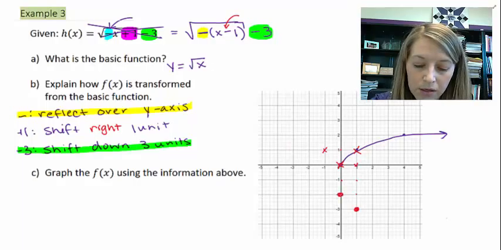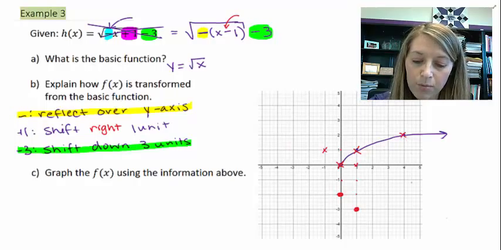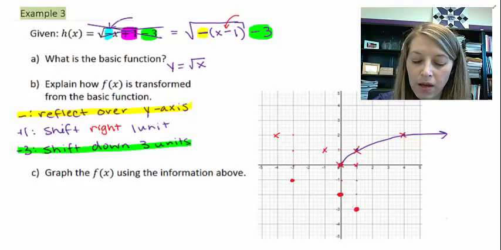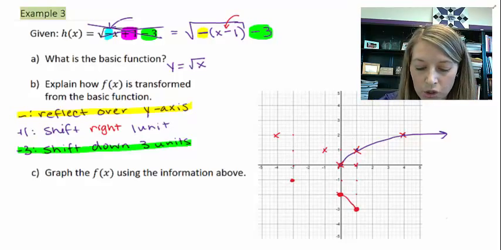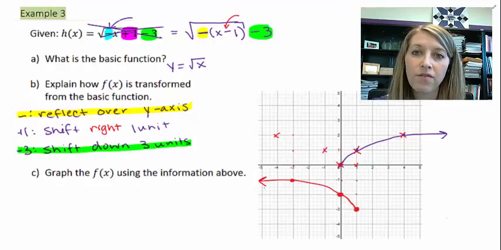So that puts me right there. Okay. And then my other key point I've identified, if I reflect it over the y-axis, that puts me over here. Right 1 unit, down 3 units, puts me right there. And so now I can see my transformed graph looks like this one here. And we can talk about x-intercepts, y-intercepts, domain, and range if we want to figure out that value.